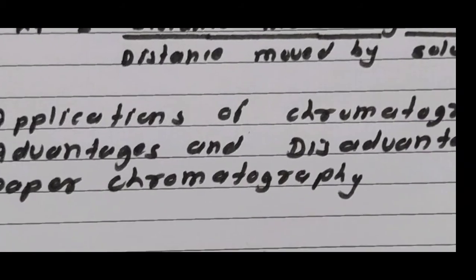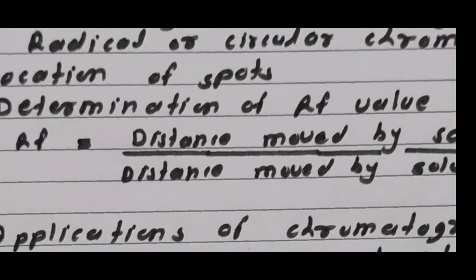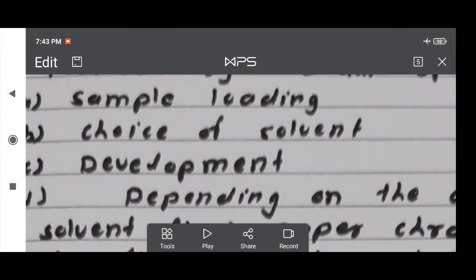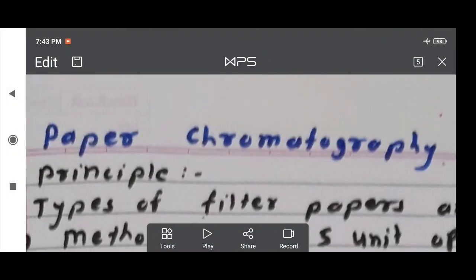Then last point in the paper chromatography is the applications of paper chromatography and advantages and disadvantages of paper chromatography. Then these points are explained under the unit paper chromatography. Then I am discussing with you one by one. Then first we study here the principle of paper chromatography.